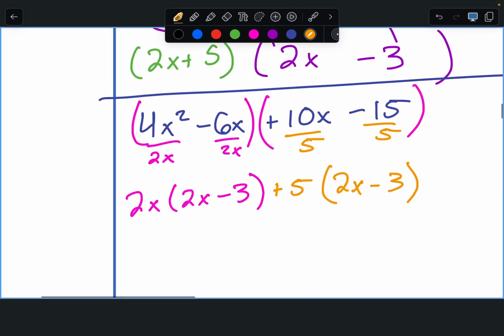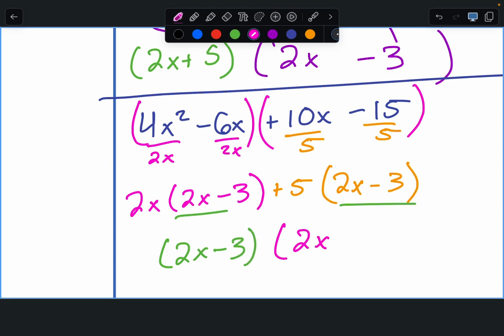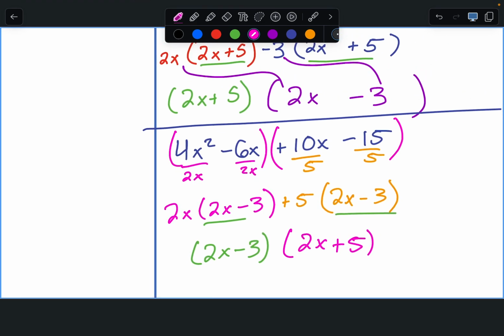Are my parentheses the same? Yes. Okay, so same thing here. My 2x minus 3 comes out. What's left over? 2x plus 5. Does this match the answer that I got previously? Yes, it does. These two things are exactly the same. The only thing that changes is that they're flipped, right?